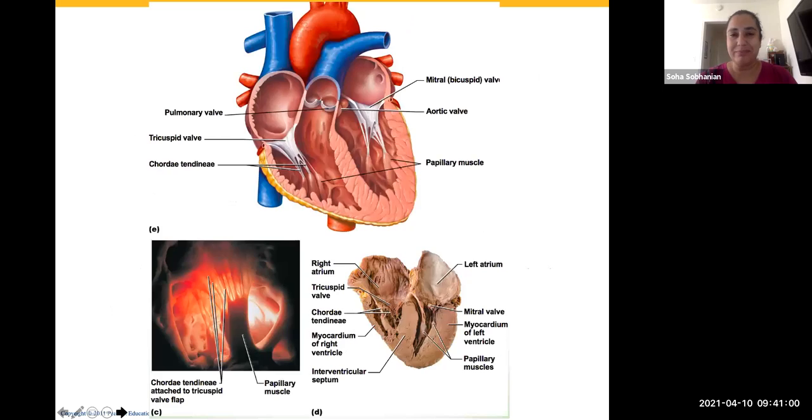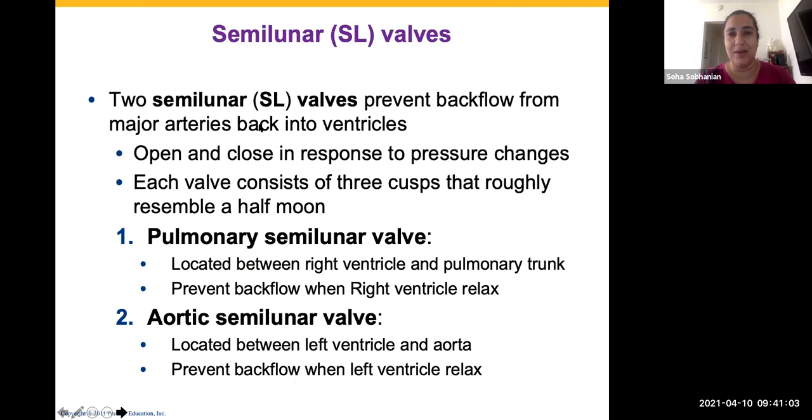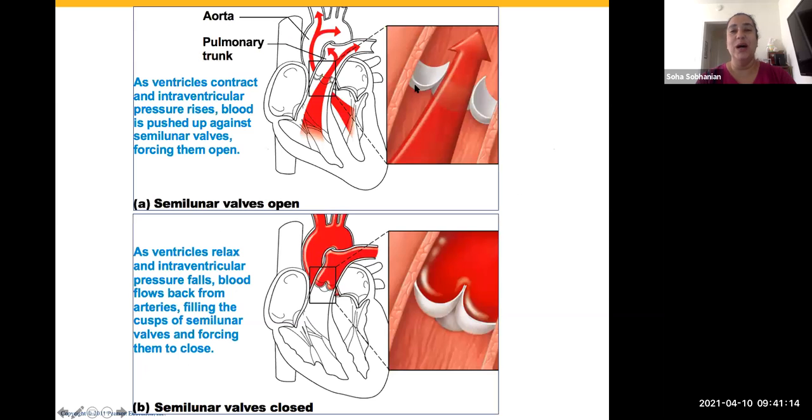The second set of valves that we're going to talk about are known as semilunar valves. The word semilunar implies that they are half moon shapes. When you look at these valves, they kind of look like cup shapes. When they open, blood pushes past through them and finds its way through the blood vessel.